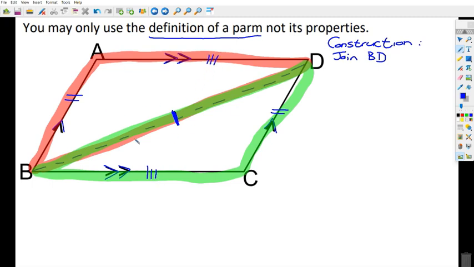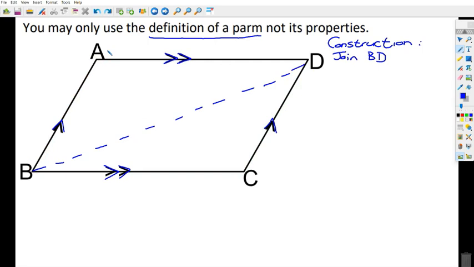So if I prove that these two triangles are congruent, I'm going to prove that the opposite sides of my parallelogram, both pairs, are going to be equal. So let's go and do that. I don't know that they're congruent, so let's go prove that they are congruent. So let's go see. We always start congruency with, let me see my proof here, we always start congruency with in triangle.